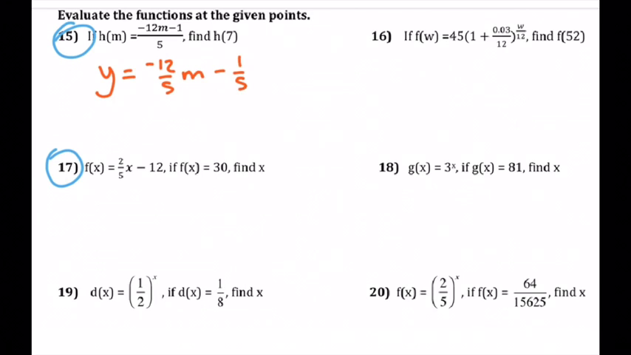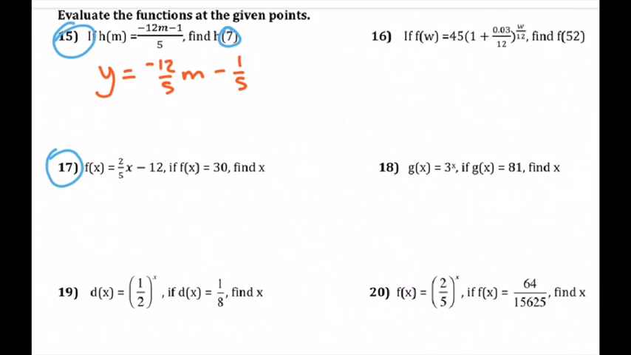So if I was going to graph that, that is linear. It has a y-intercept of negative 1/5. It has a slope of negative 12/5, so it's going to be going like this. That's what we're looking at here, just to understand that we're talking about a line. And I'm wondering, if I went to 7 on the x-axis, where would I have to go down to get to where the line is? Your answer should go along with that idea.